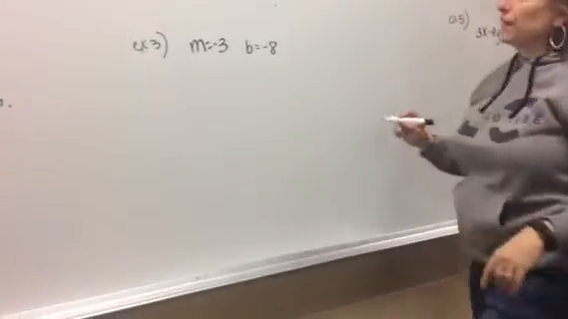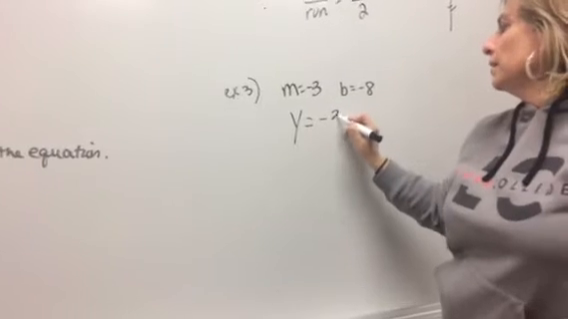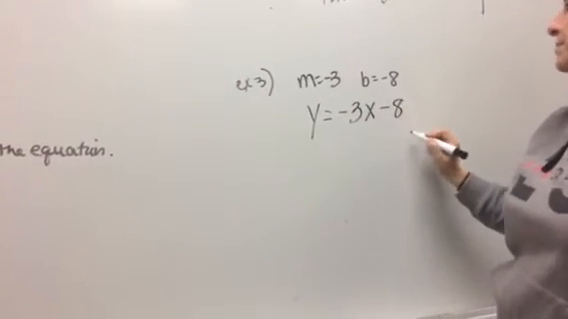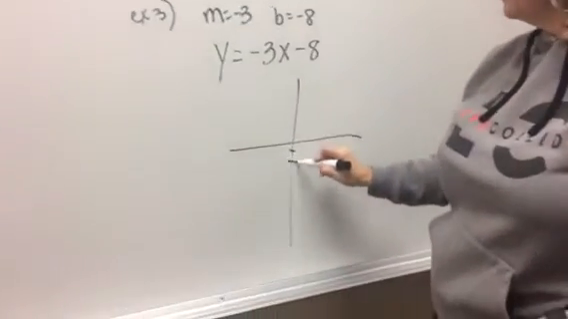Okay, here's another one. They're both negative. Okay, so let's watch this. Y equals mx plus a negative 8, which just becomes minus 8. Let's graph our y-intercept.